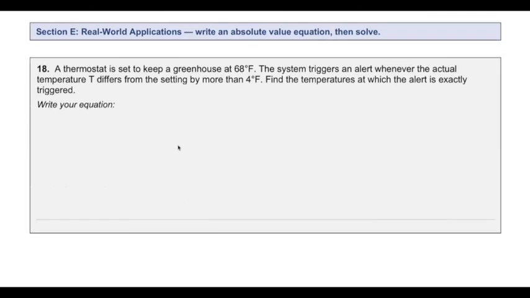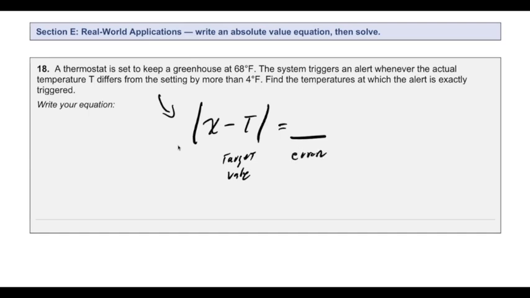Okay, some more real world applications. A thermostat is set to keep a greenhouse at 60 degrees Fahrenheit. The system triggers an alert whenever the actual temperature T differs from the setting by more than 4. Find the temperature at which the alert is triggered. So when we set this up, we're going to want x minus what we call the target value or the mean value is equal to the error. Basically how much could it go in each direction? What's the allowable error? So that's all this is. That's the formula for it. This x is just x.